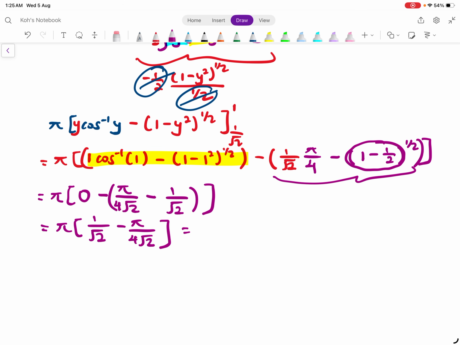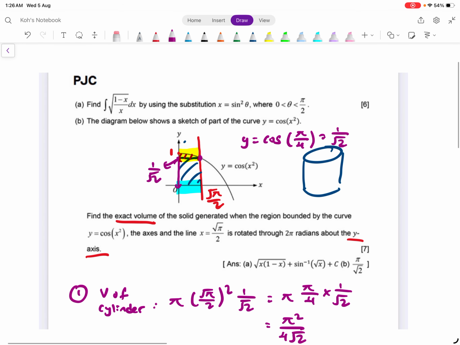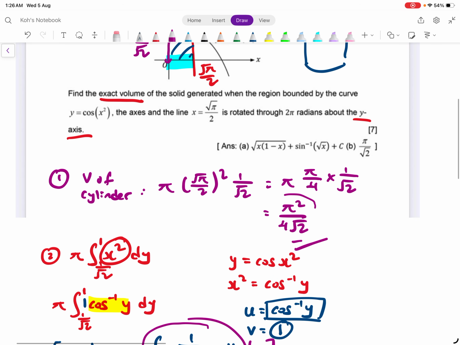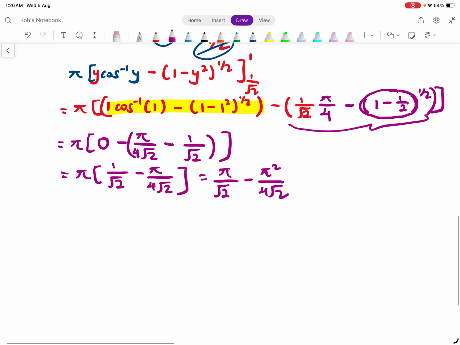Then you simply multiply the pi inside. So this will give you pi over root 2 minus pi square over 4 root 2. So this will be the volume that is being revolved for this part. You can see this part is the volume that is being revolved about the y-axis for 360 degrees. But of course, not to forget the volume of the cylinder is right here, pi square over 4 root 2. So we must add up pi square over 4 root 2.